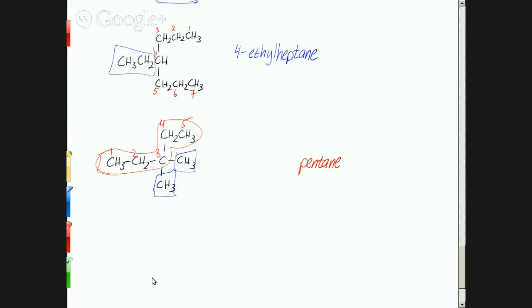So that makes the substituents dimethyl, meaning two methyls. So 3,3-dimethylpentane, because we have to account for both of those. It can't be an ethyl because that assumes that they are connected together.